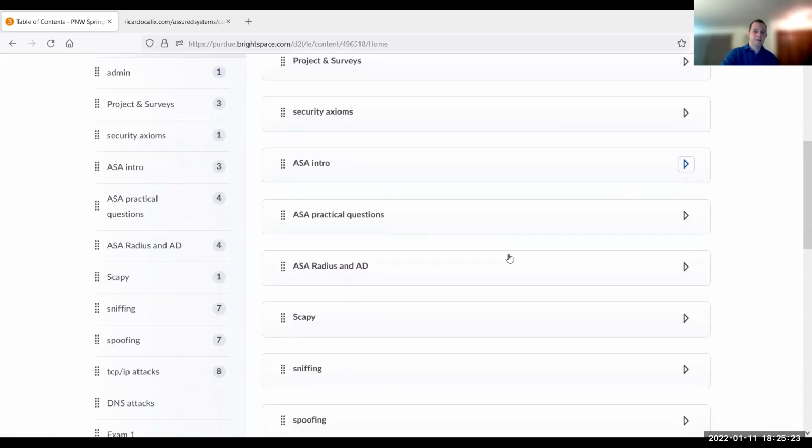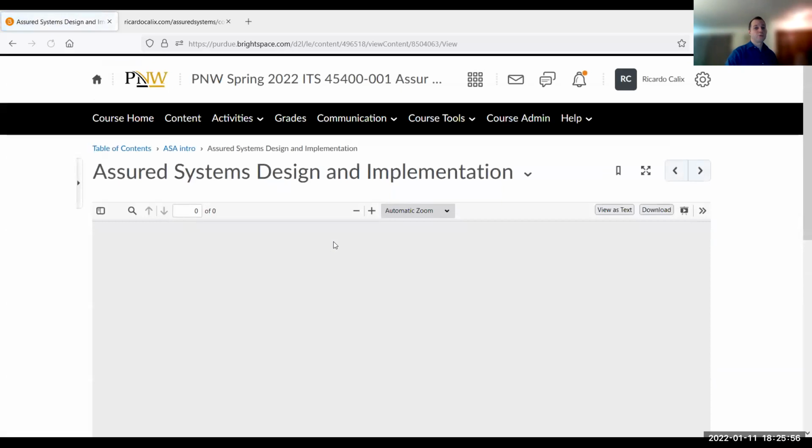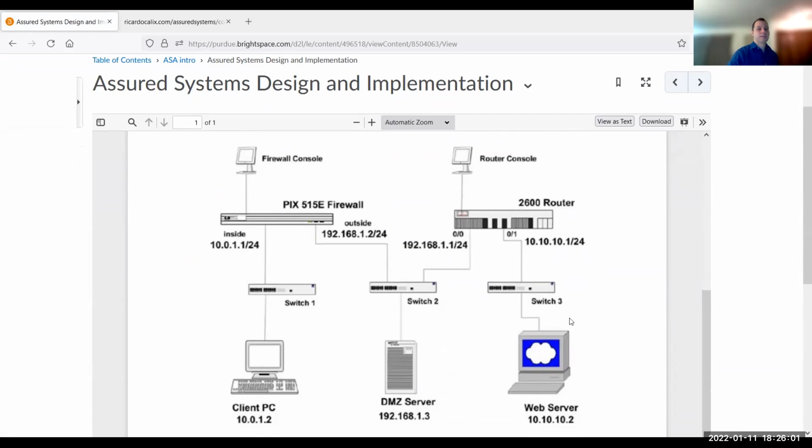So basically, these three modules that you see here, ASA intro, ASA practical questions, and ASA RADIUS and Active Directory, I'm going to have to move towards the end of the semester when we're back in the classroom, so that we can use the networking equipment in the classroom. Otherwise, we'll have to adapt to it. But in general, what you should always think about when you're doing your labs is that you have a network, something like this.